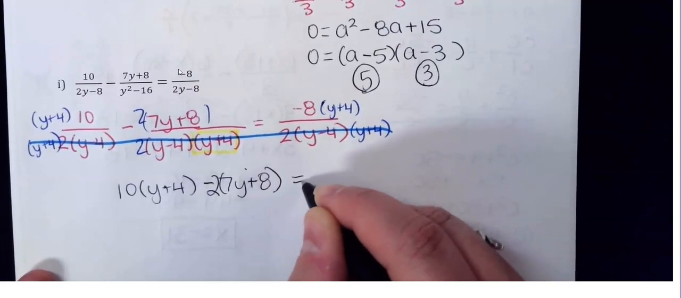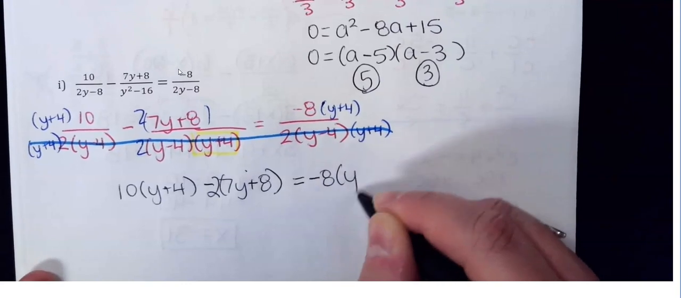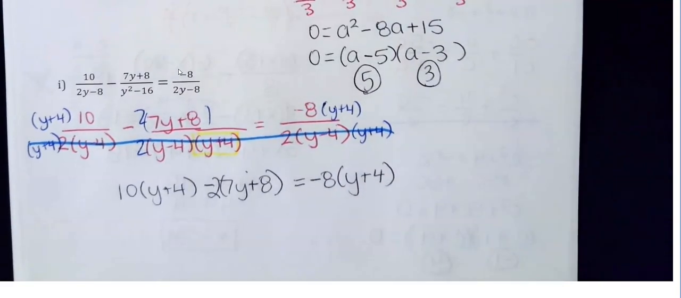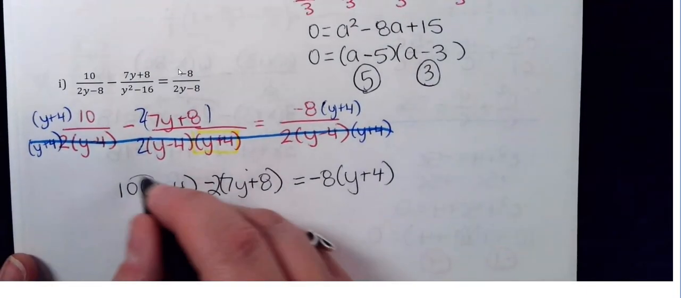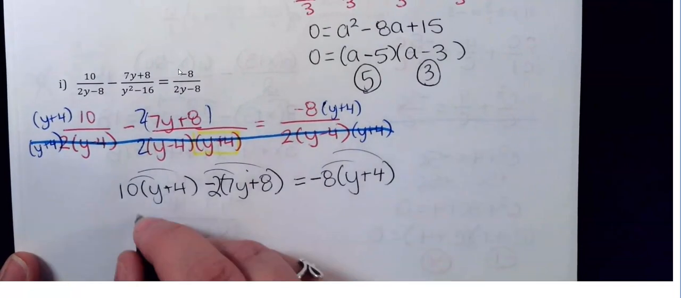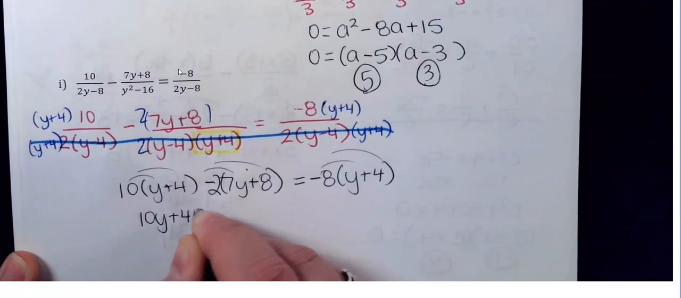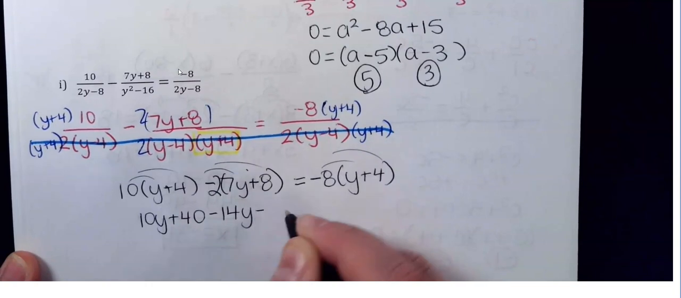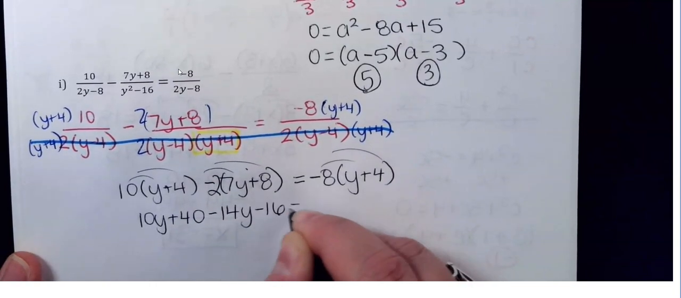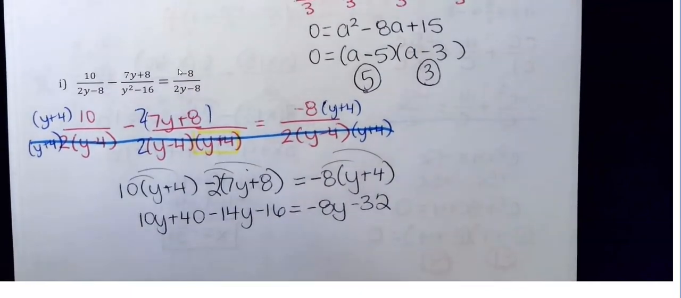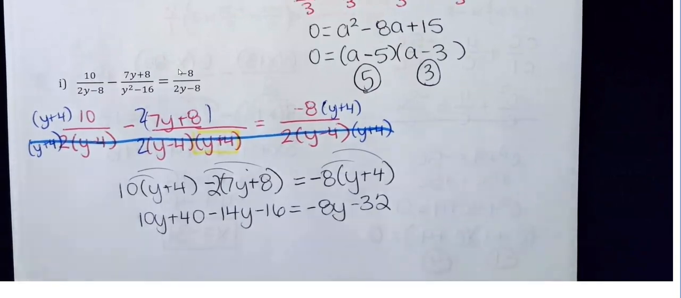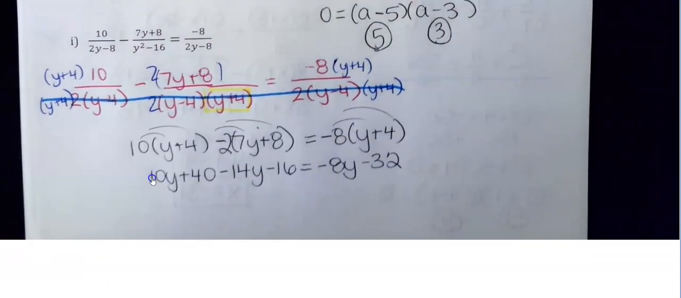And then on the other side, I had -8, and we had to multiply that by y plus 4 to create that common denominator. Now, this is a little bit much because it's a bunch of distributive properties, but it's way better than dealing with a quadratic or something like that, if that can be avoided. So we're just doing distributive property here. You're going to get 10y plus 40 minus 14y minus 16. And then on the other side equals -8y minus 32. I know it's long, but however you guys want to solve this, it's totally up to you.